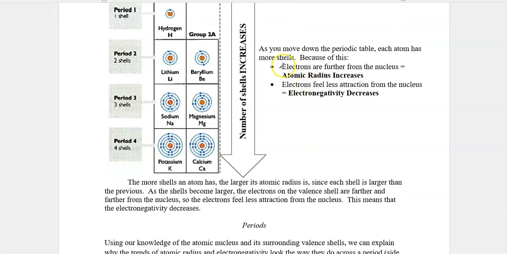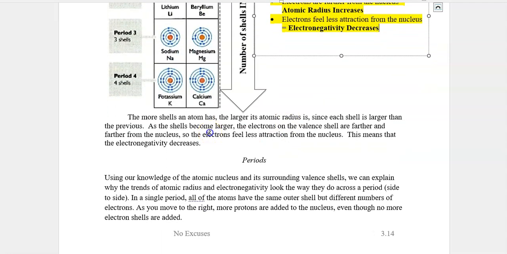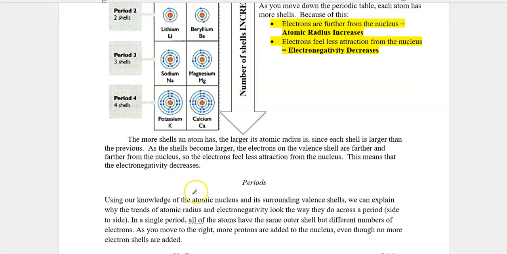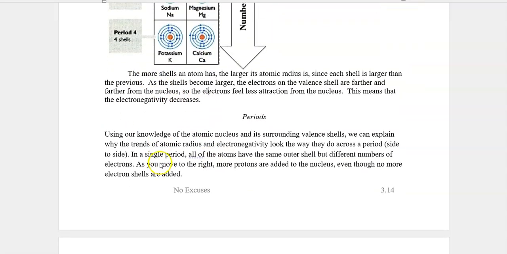Because of this, electrons are further from the nucleus, atomic radius increases, and electrons feel less attraction from the nucleus, so electronegativity decreases. The more shells an atom has, the larger its atomic radius is, since each shell is larger than the previous. As the shells become larger, the electrons on the valence shell are farther and farther from the nucleus, so the electrons feel less attraction from the nucleus. This means that the electronegativity decreases. So essentially what was said right here, but explained in paragraph form.